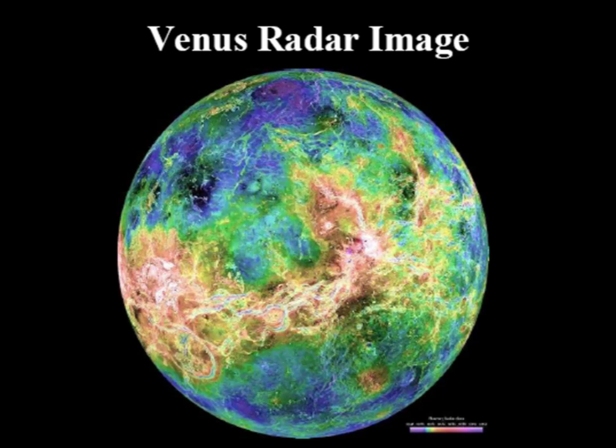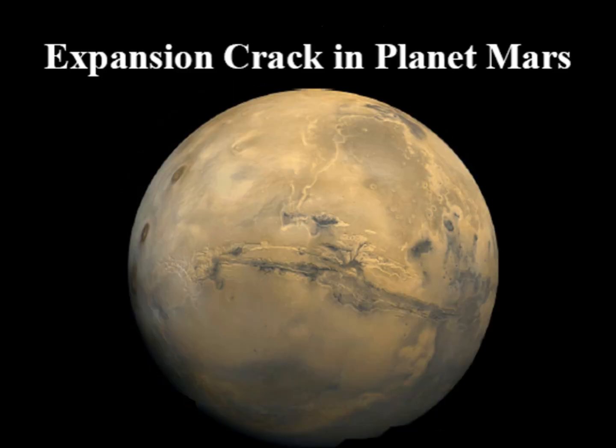The next planet is Mars, and we can see a giant expansion crack here. But Mars also has seas and continents, so we see two different types of evidence of expansion in the case of Mars. Okay, so now the next slide. We'll go to the next slide.